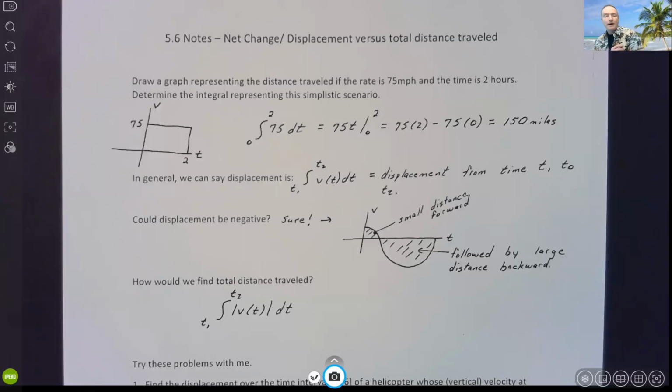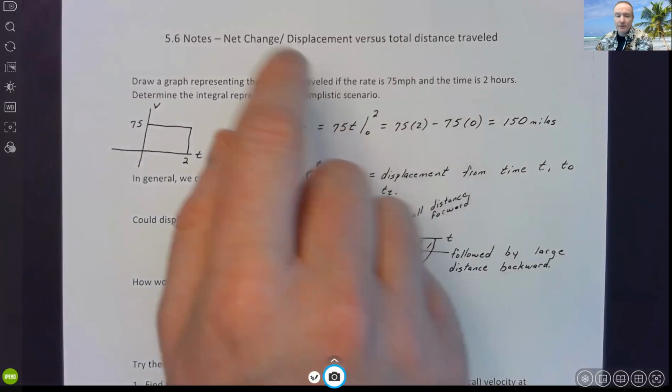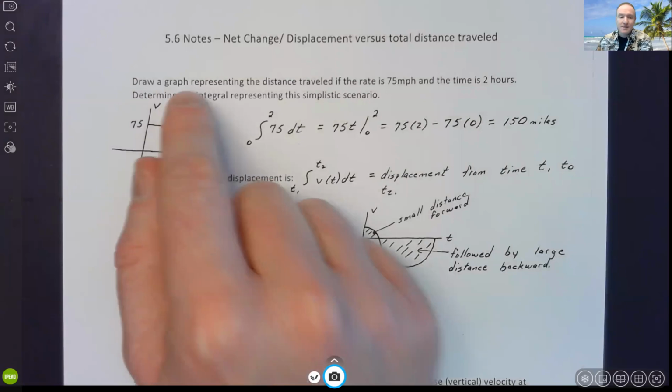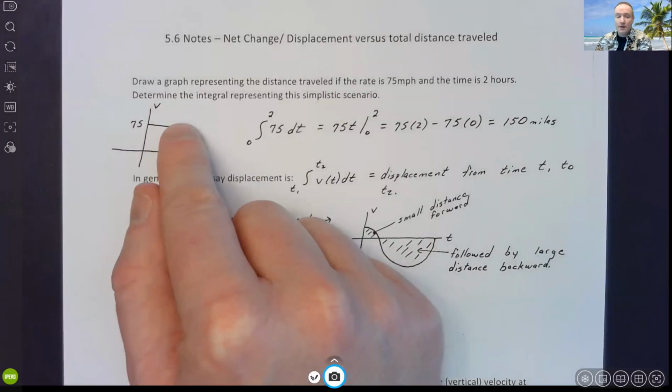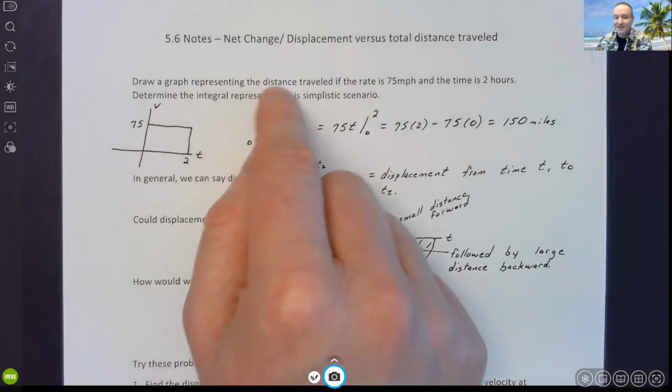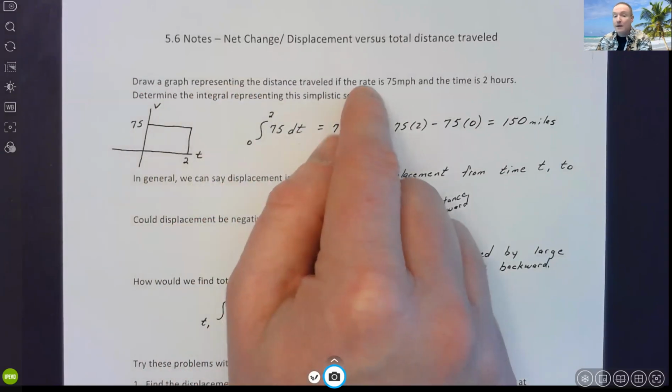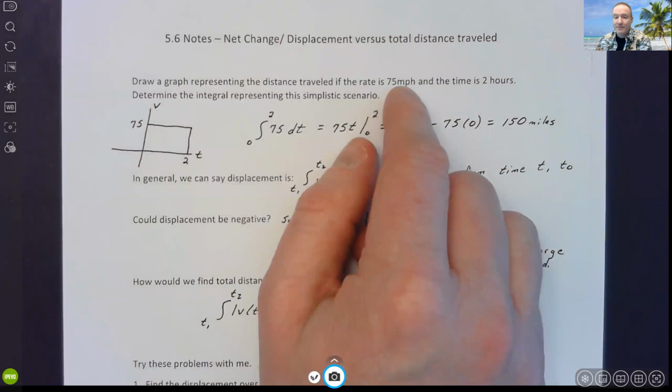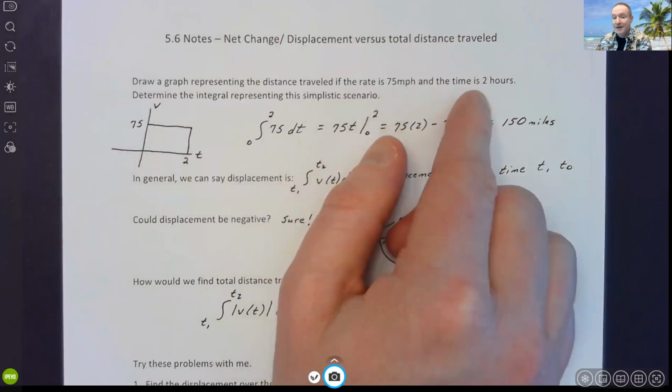Hi all. Section 5.6 is a pretty short section dealing with applications where we're looking at net change, displacement versus total distance traveled. So just as a way to introduce the concept, let's say I ask you to draw a graph representing the distance traveled if the rate is 75 miles per hour for a time of 2 hours.